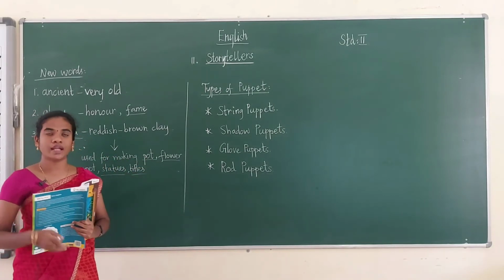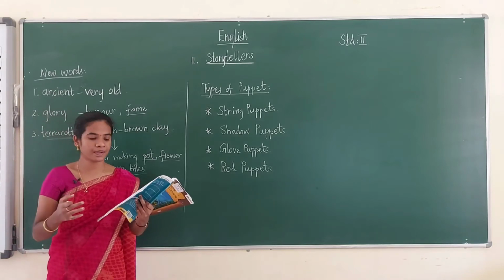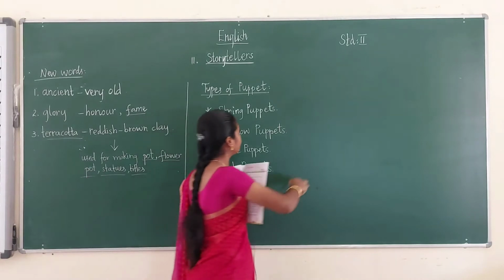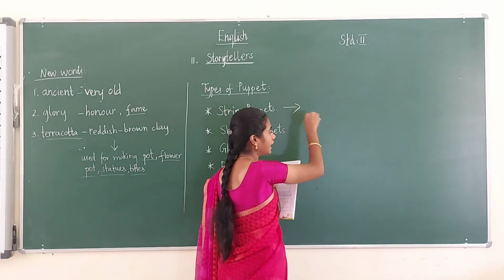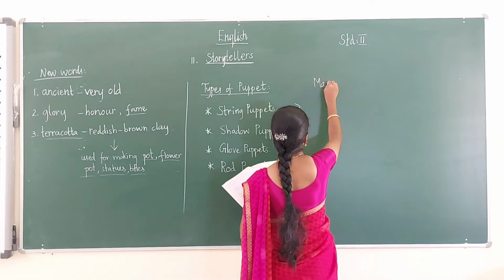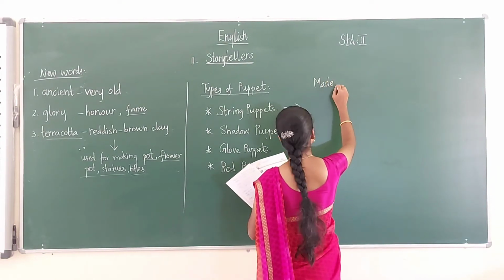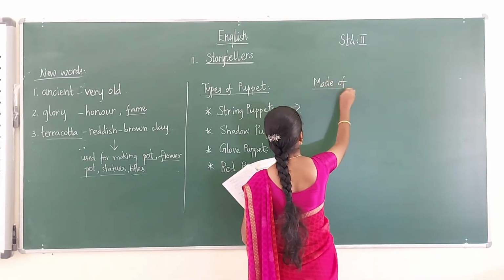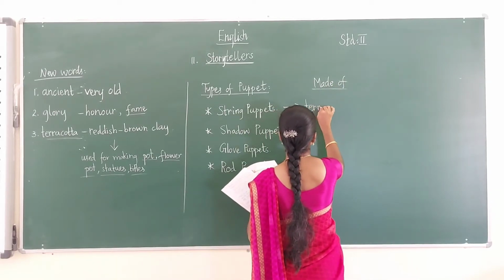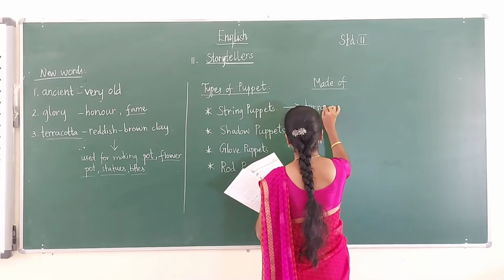String puppets are made of terracotta only. Here I will write what they are made of. String puppets are made of terracotta. Terracotta is the material.